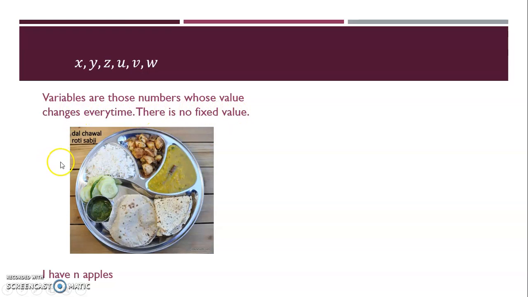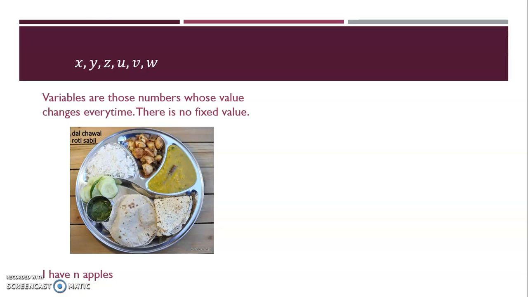One day it could be 5, the next day it could be 10, the next day it could be 20. So if I say I have n apples, it could mean any number of apples. If the shopkeeper says I have sold n thalis, it could be any number. So there is no fixed value.